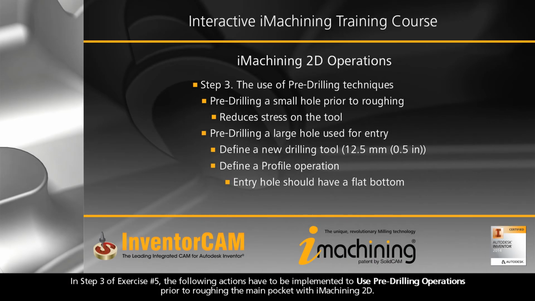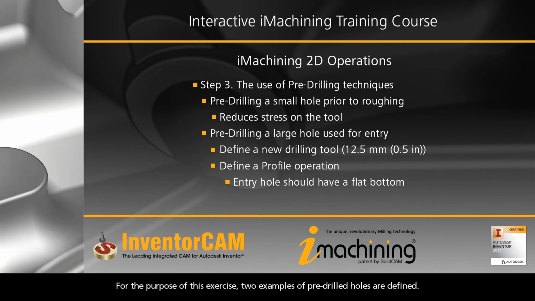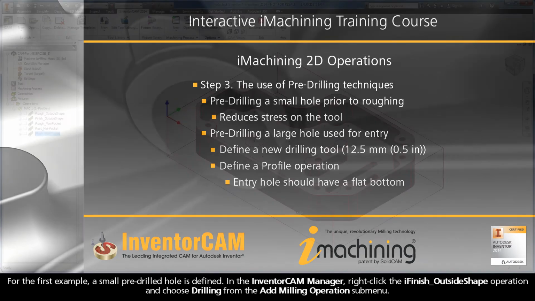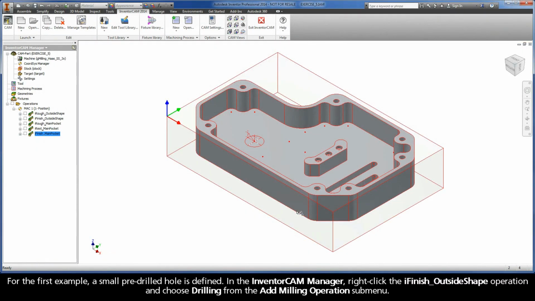In step 3 of exercise number 5, the following actions have to be implemented to use pre-drilling operations prior to roughing the main pocket with iMachining 2D. For the purpose of this exercise, 2 examples of pre-drilled holes are defined. For the first example, a small pre-drilled hole is defined.